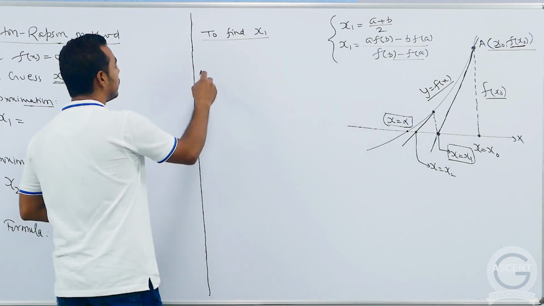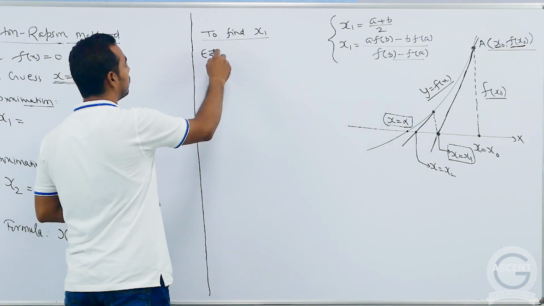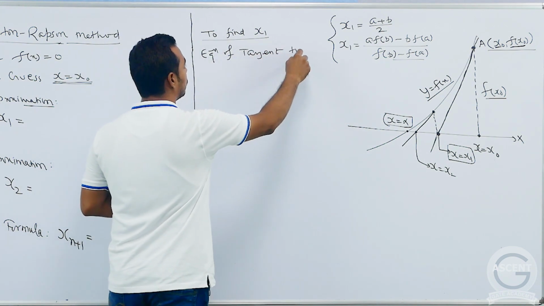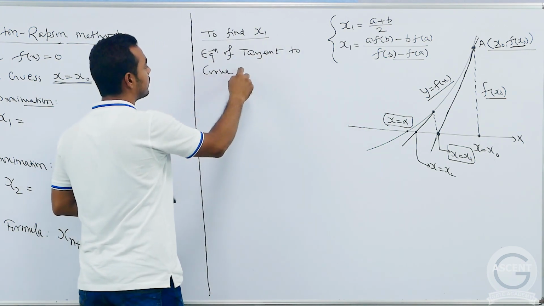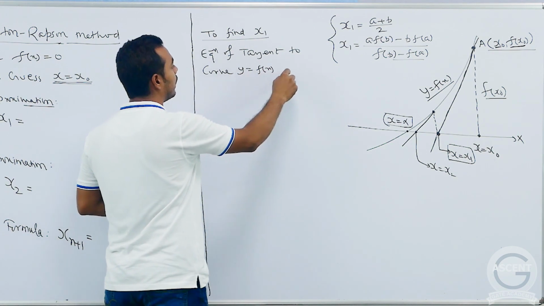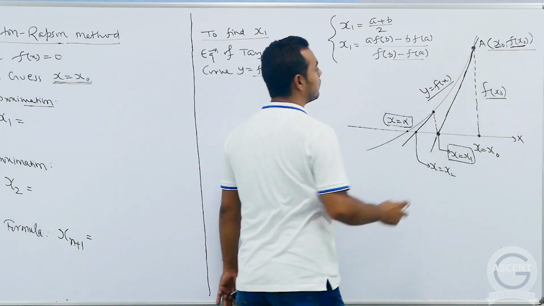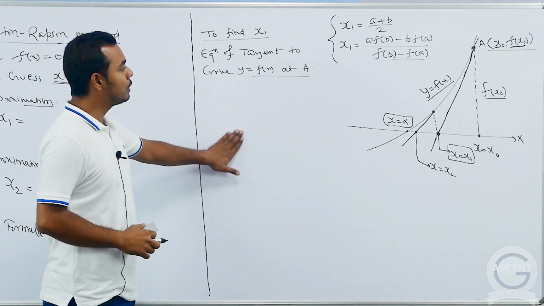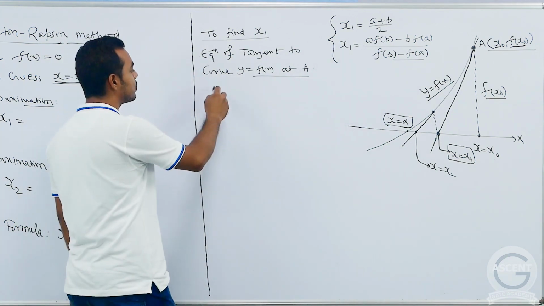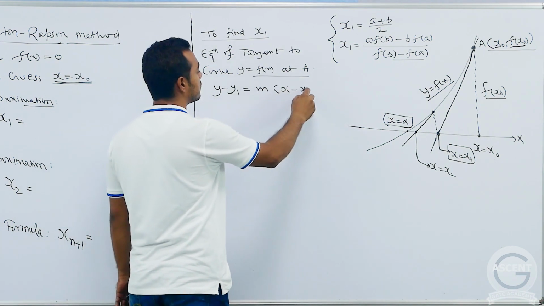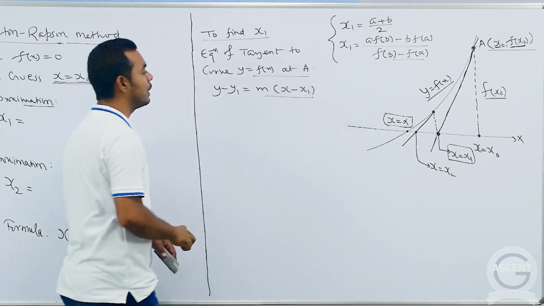So to find x1 we have to write the equation of the tangent to the curve y = f(x) at this point A. At this point A we have to write the equation of the tangent line. Now we know that the equation of a straight line is y - y1 = m(x - x1). This is the one-point form of the line.